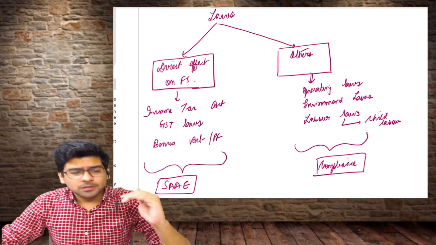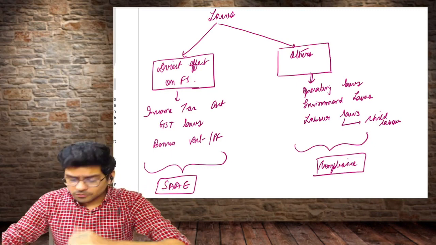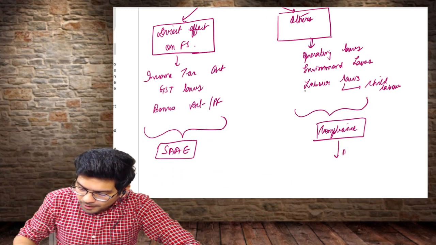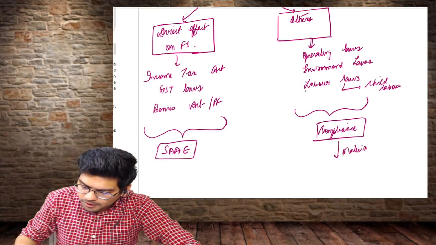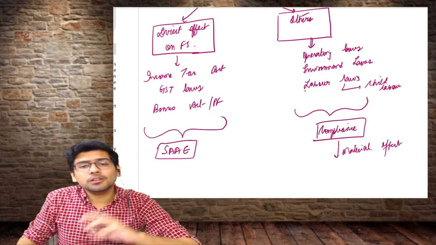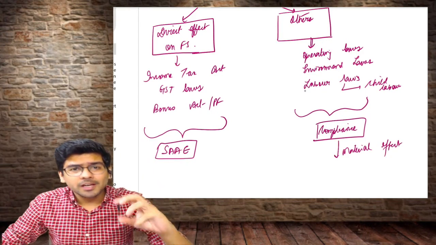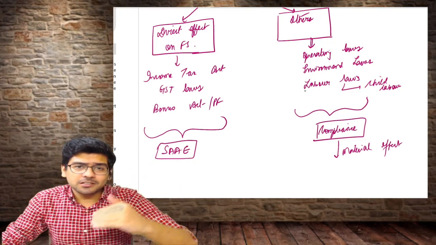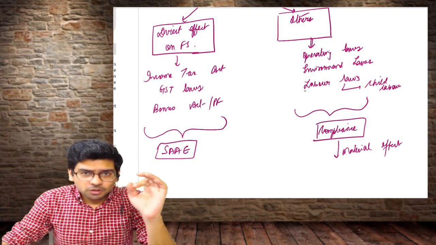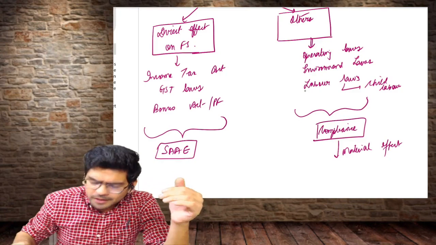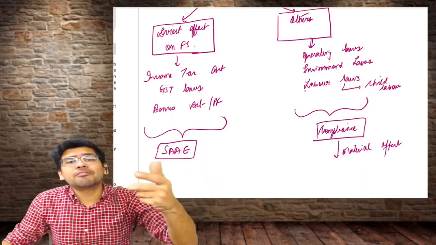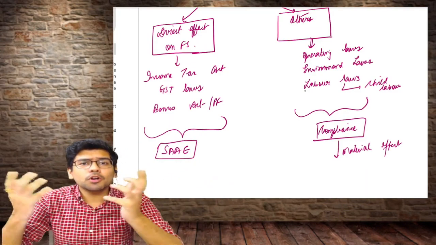Why? Because it might have what we call a material effect on the financials. It is not going to impact directly on the financial statements, but the non-compliance of which can have a material effect, so he needs to check the compliance. Now, what do you mean by material effect?